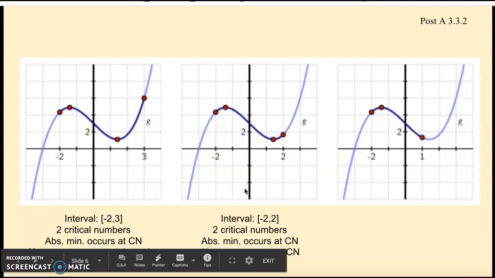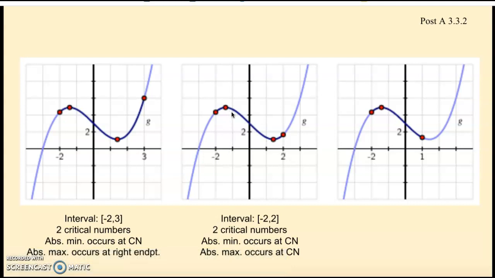If we change the interval now, notice we changed the interval, but both critical points are still in the interval. Now all of a sudden this point right here at, I think it was √2, whatever the y value was, this is going to be your absolute minimum, and this critical point is actually going to be your absolute maximum because it's the highest point.